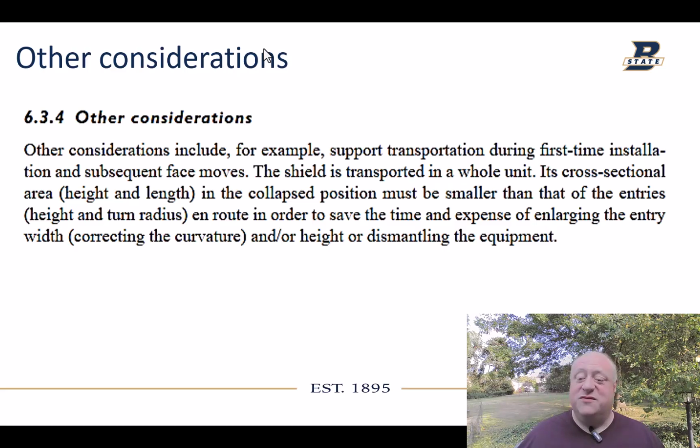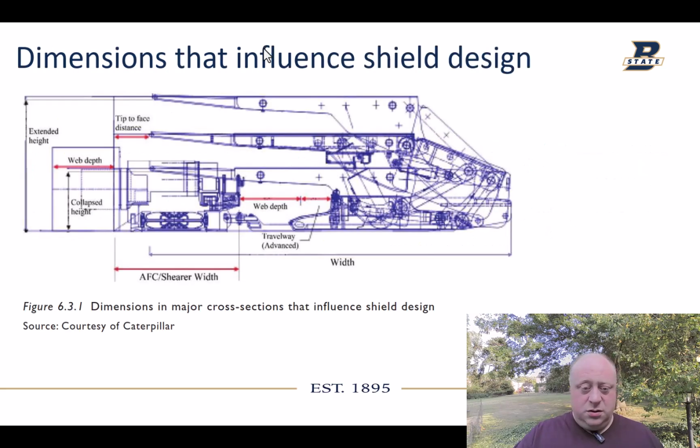And also for subsequent face moves. So its cross-sectional area in the collapse position has got to be able to fit in the entries. Right. Here are the dimensions of that influence shield, or influence shield design, in a major cross-section.